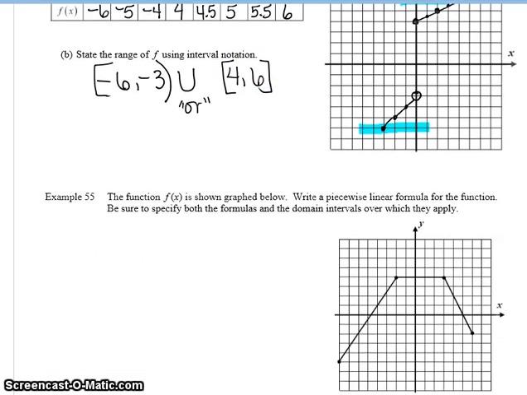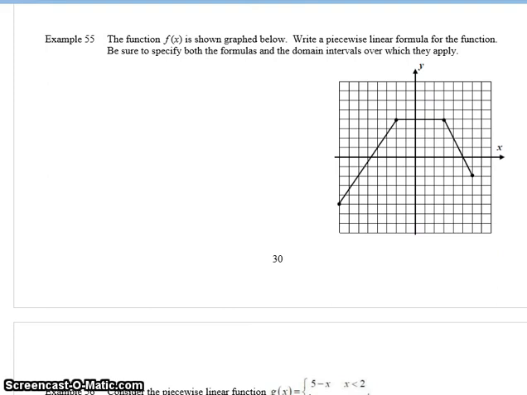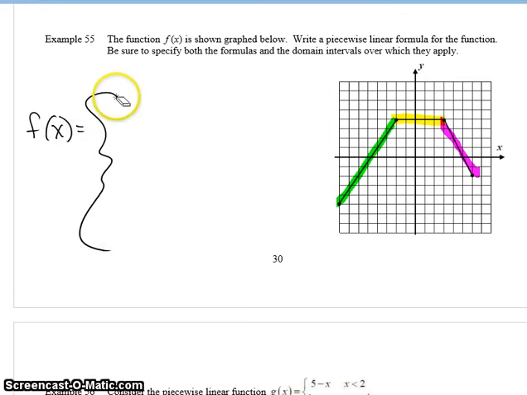All right, example 55. The function f of x is graphed below. Write the piecewise linear formula. So now you guys can see there's 3 separate things happening here, okay? There's this graph in green, this graph in yellow, and then this graph in the purple. So there's 3 separate functions. Okay, so you're going to go f of x is equal to, and we have to list that out. That should be a curly bracket there.